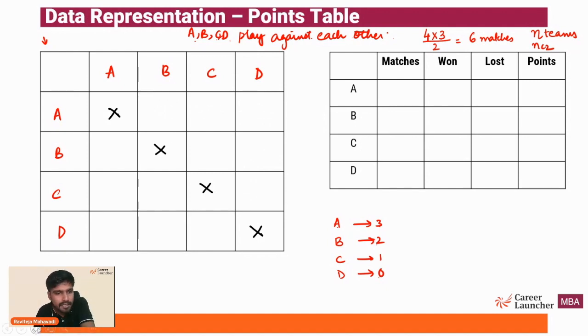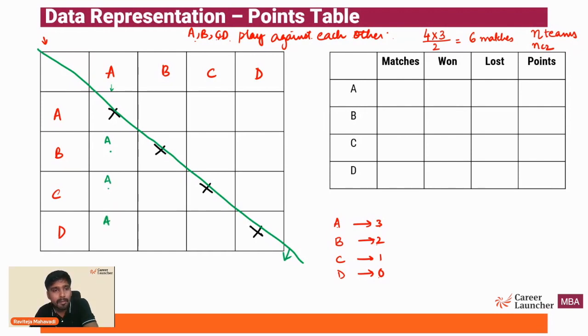Now let us consider for the moment that I am only looking at what is happening in the lower triangle. Let us only look at the lower triangle. I have given you that A has won all the 3 matches. What are A's matches here? A's matches are versus B, C and D. If A has won all the 3 matches, I will write A over here, A over here and A over here because A has won all the 3 matches.